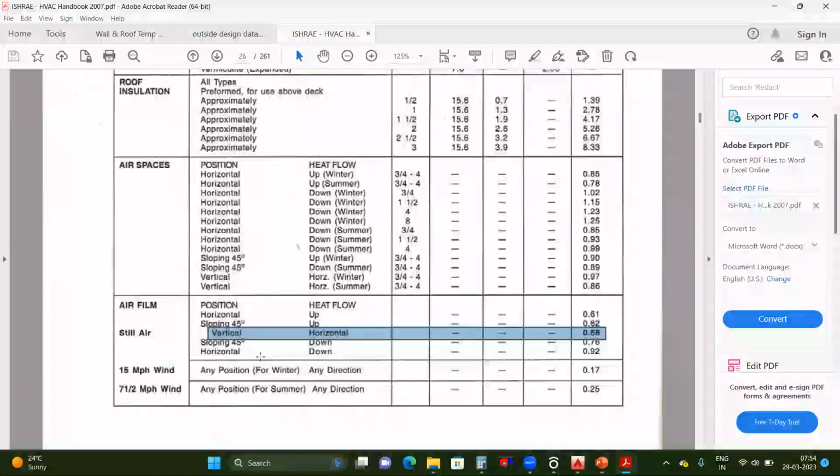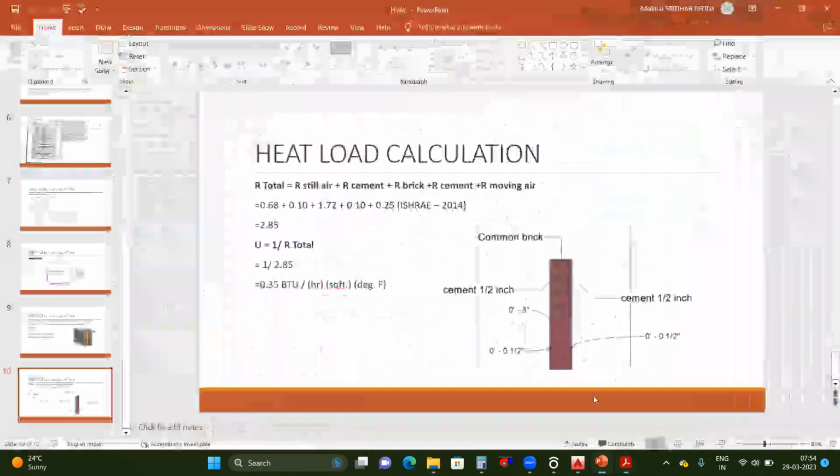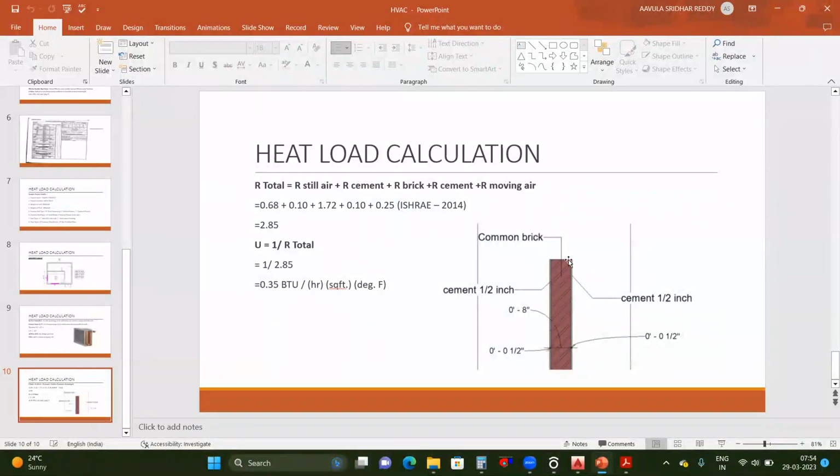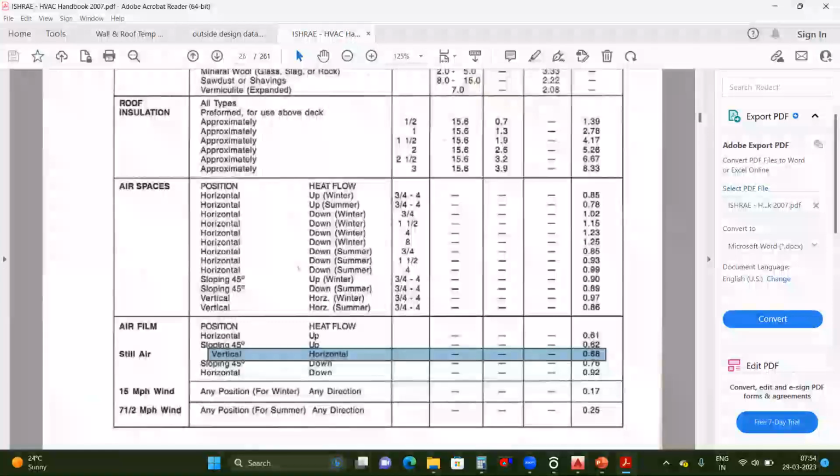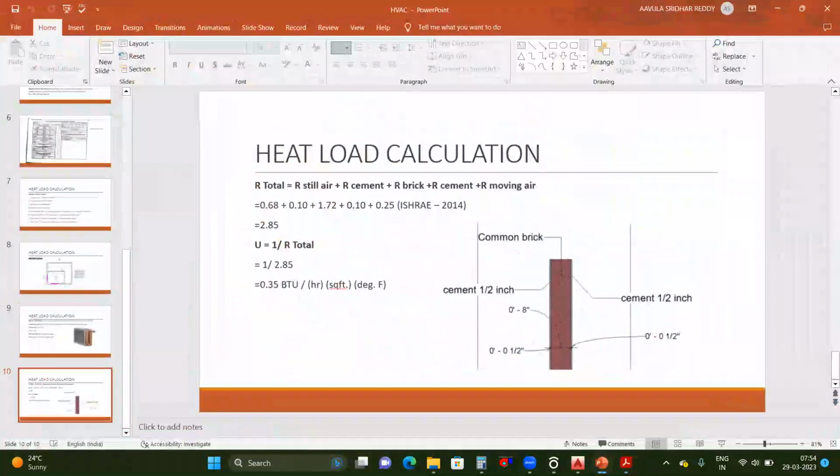Position is vertical, so the wall position is vertical. So the heat flow is in the horizontal direction. The wall is positioned vertical, right? Whenever the sun is emitting some heat, the heat is flowing like this. This we call a horizontal flow. That's why we have selected this value, 0.68, the outside air value. We can keep that as a constant for other calculations also.